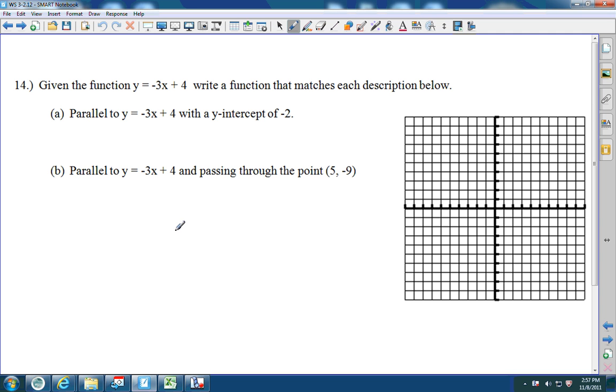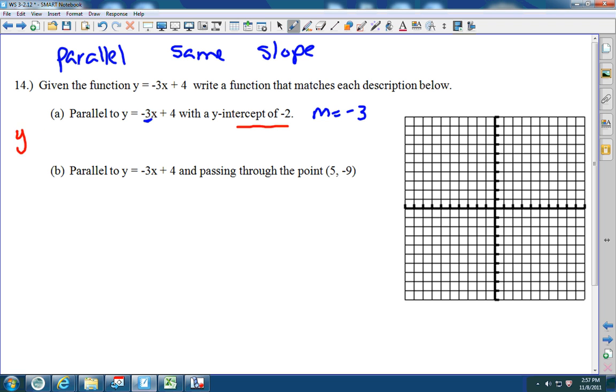Given the function y equals negative 3x plus 4, write a function that matches each description below. First off, it says it's parallel to this equation. Remember, when two lines are parallel, they have the same slope. So I know that my slope is going to be negative 3. So now I have my slope, and it tells me my y-intercept. So remember, I've got y equals the slope times x plus or minus the y-intercept. So I have y equals negative 3x minus 2 should be the answer.